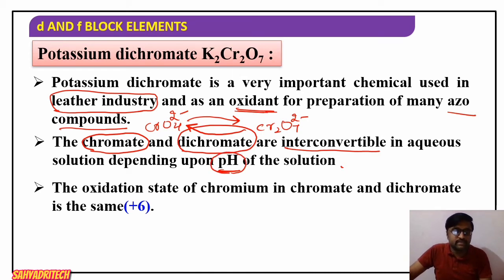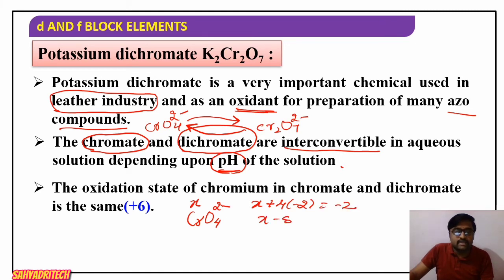The next point: the oxidation state of chromium in chromate and dichromate ion is the same. Consider CrO4 2 minus. Let the oxidation state of chromium be X, which we don't know. So X plus 4 into minus 2 is equal to the net charge, minus 2. So X minus 8 is equal to minus 2, and X is equal to 8 minus 2, that is plus 6. So in chromate ion, the oxidation state is plus 6.